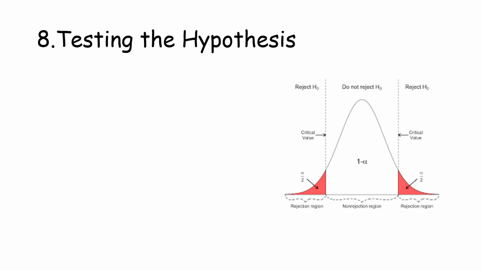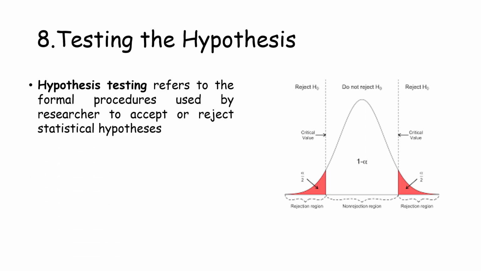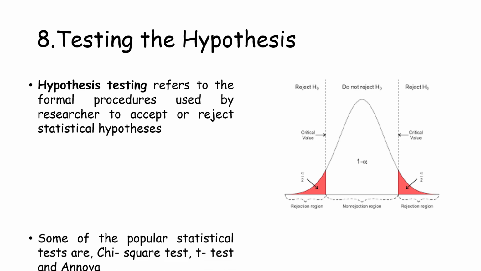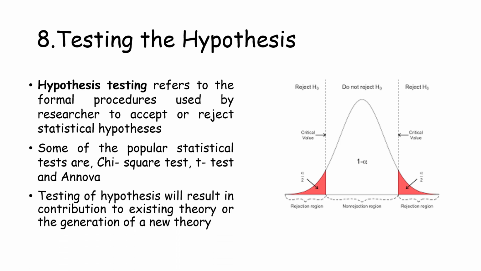Once the researcher analyzes and interprets the data, the next step in research is testing the hypothesis. Hypothesis testing refers to the formal procedures that are used by the researcher to accept or reject the statistical hypothesis. Some of the popular statistical tests which are generally used by the researchers are chi-square test, t-test, and ANOVA. Testing of hypothesis will result in contribution to the existing theory or generation of a new theory.